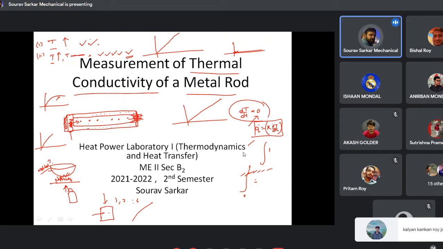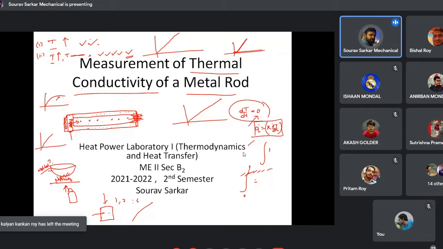Interesting. So it will absorb the temperature and shoot up the temperature up to a certain limit. After some time, it will not absorb energy.